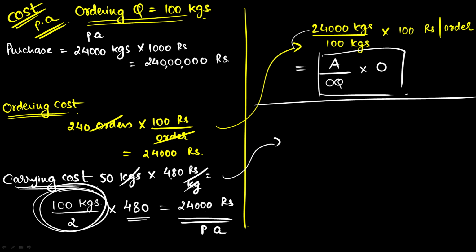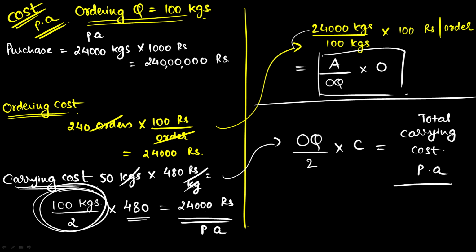Let me try to convert it into formula. What is 100 kgs? Ordering quantity. It is EOQ in our case, but sometimes it might not be EOQ, right? Ordering quantity divided by 2. Actually, what we are logically doing? Ordering quantity plus 0 divided by 2 multiplied by C. I will be getting answer of total carrying cost per annum.